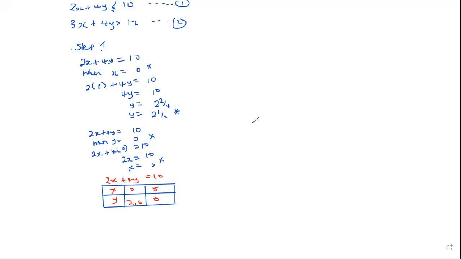So you need to come up with the table of values. That's step number 1. Step number 2 is shading. We are shading the unwanted area, the unwanted region. So how do you do this one?